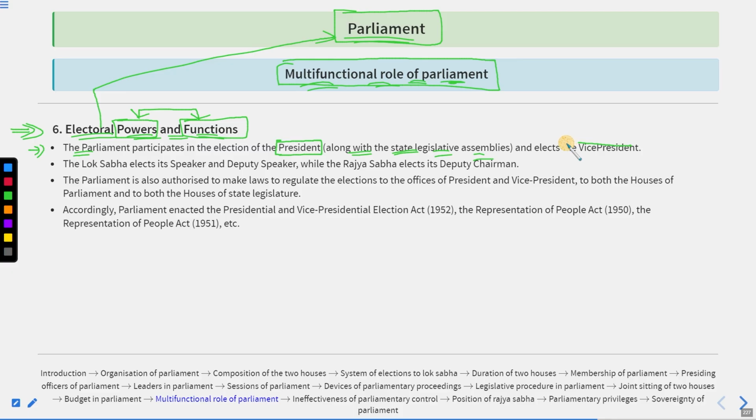During the election of the Vice President of India, both the elected and the nominated members can take part. Apart from this, the Lok Sabha is empowered to elect its Speaker and Deputy Speaker, while the Rajya Sabha is allowed to elect its chairperson and deputy chairman.